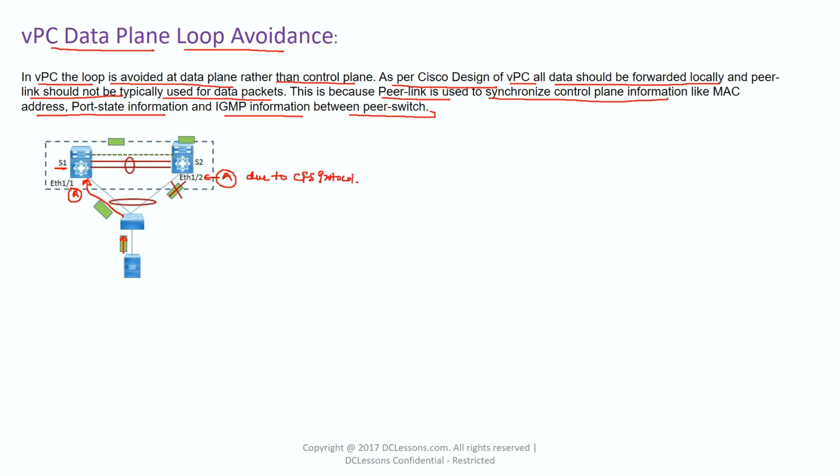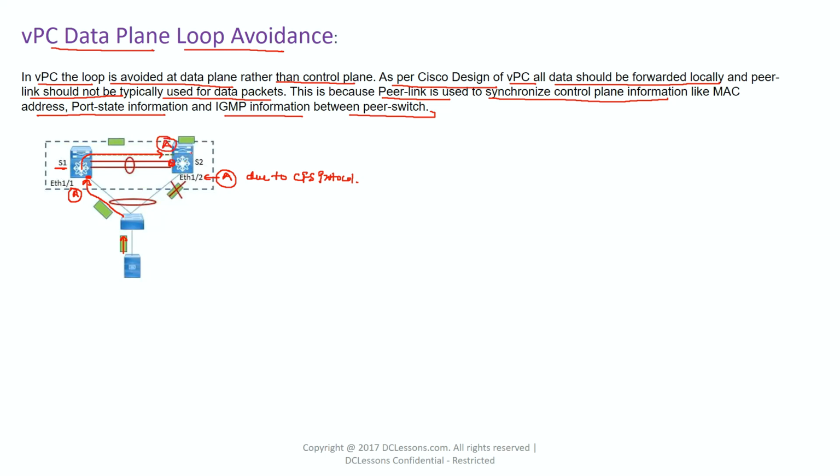Second thing, because CFS is also sharing the information of this port state. So each VPC peer link will share its VPC member port state information. Now, because this is a broadcast packet, this will flow. It will go to S2, right? On S2 here also the MAC address A will be recorded of the source.